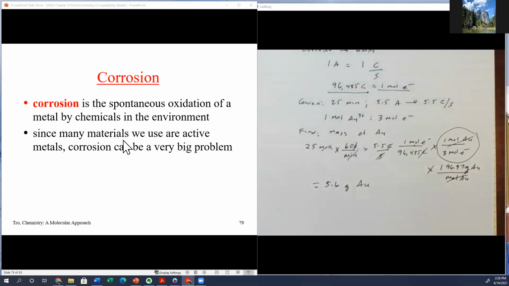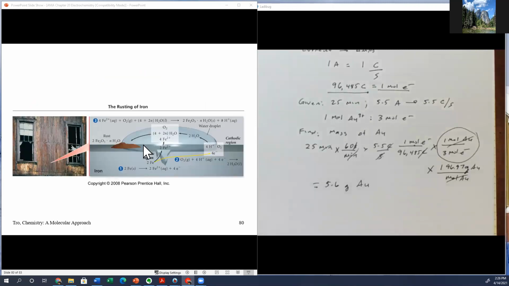Many materials we use are metals, and corrosion can be a very big problem. Bridges get rusted out, cars get rusted out, our bikes get rusted. And so we want to try to stop corrosion. There are some ways to stop it, and we'll talk about those in a minute. But corrosion or rusting is a little bit of a complicated process.